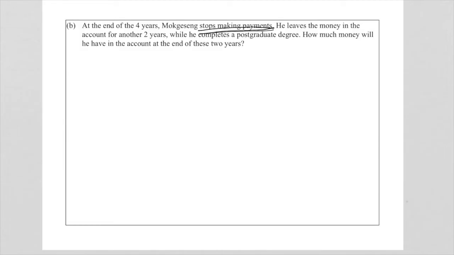So that means that the future value amount of 28,862 Rand 79 cents is what he will invest now for a period of 2 years. Please take note, no more payments. And if there are no more payments, it's not an annuity anymore. It's now just a simple problem on compound interest where we invest this money for 2 years at the same interest rate that was given to us in the A part.